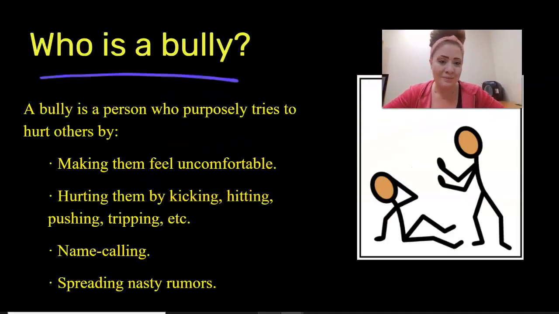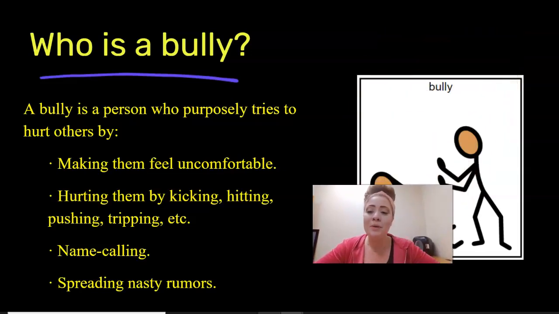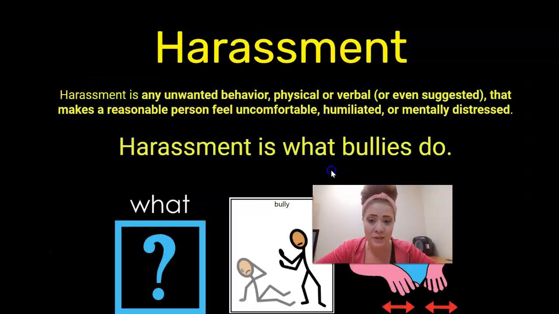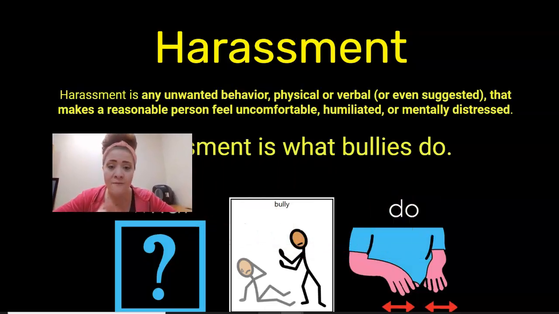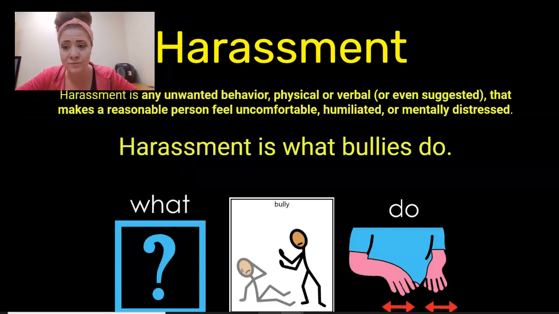Who is a bully? A bully is a person who purposefully tries to hurt others by making them feel uncomfortable, hurting them by kicking them, hitting them, or pushing them or tripping them, name-calling, or spreading nasty rumors. These are all things that a bully can do. Harassment is any unwanted behavior, physical, verbal, anything that makes a reasonable person feel uncomfortable, humiliated, or mentally distressed. Harassment is what bullies do.